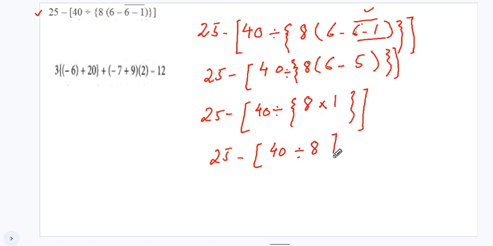Okay, so now 25 minus 40 divided by 8 is 5, because 8 times 5 is 40. So what's your answer? 25 minus 5 is 20. So look at that, one by one we have solved all our brackets. First we completed doing the bar, then we did 6 minus 5 is 1, so this bracket was solved. Then 8 times 1 is 8, then this bracket was solved. Then 40 divided by 8 is 5, and this bracket was solved.